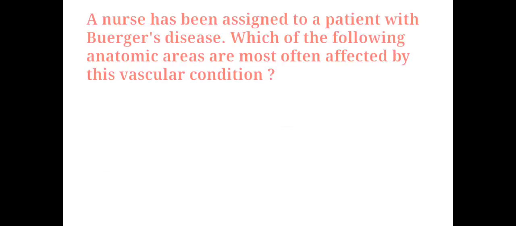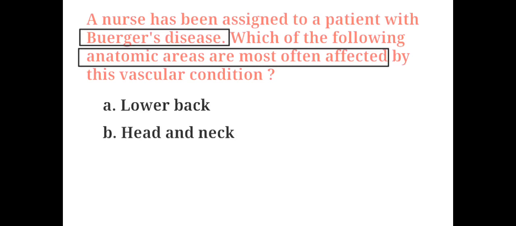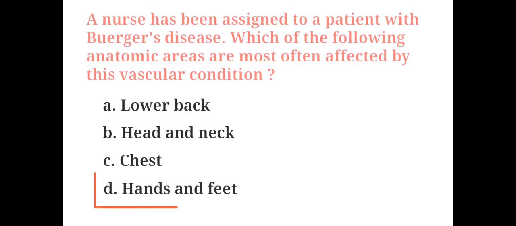A nurse has been assigned to a patient with Buerger's disease. Which of the following anatomic areas are most often affected by this vascular condition? A. Lower back. B. Head and neck. C. Chest. D. Hands and feet. And the correct answer is D. Hands and feet.